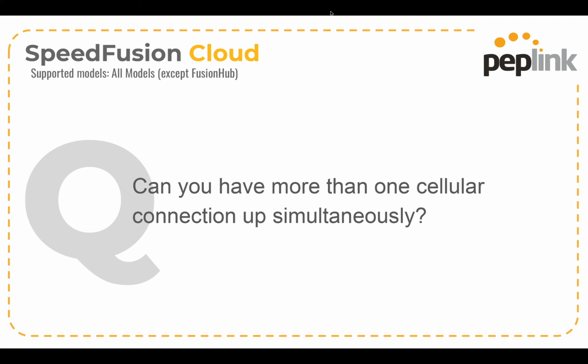Another question, can you have more than one cellular connection up simultaneously? I'm assuming that question is referring to SpeedFusion, either SpeedFusion Cloud or a regular SpeedFusion profile, and the answer is yes, if you have a product that supports bonding. So you need a router that supports SpeedFusion bonding, and again, like I showed in the GUI, you just need to set those cellular connections to the same priority group inside of that SpeedFusion profile. So any connections you link in the same priority group will be bonded together.